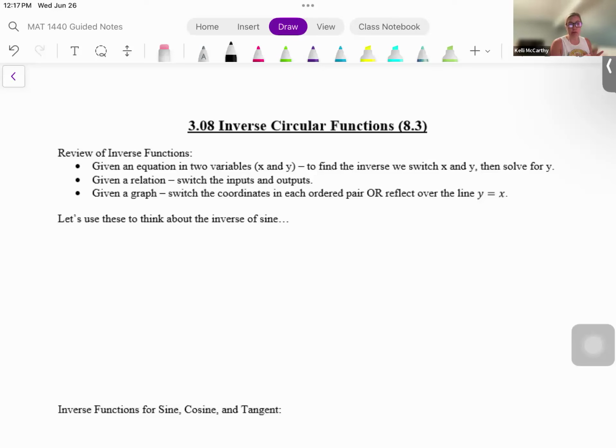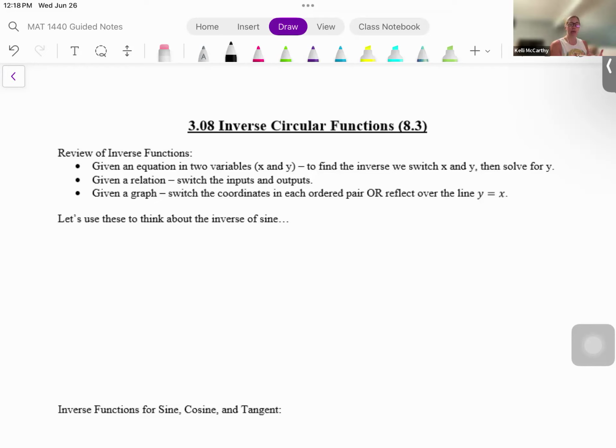So let's do a quick review just of inverse functions from perhaps a college algebra course that you might have taken. If we're given an equation in two variables, say x and y, to find the inverse, we switch x and y and then we solve for y. If we're given a relation, so a mapping of some sort or a table of values, we switch the inputs and the outputs, and that gives us our inverse. And given a graph, we switch the coordinates of each ordered pair, or we can reflect it over the line y equals x. So these are all techniques that we use to find inverses previously.